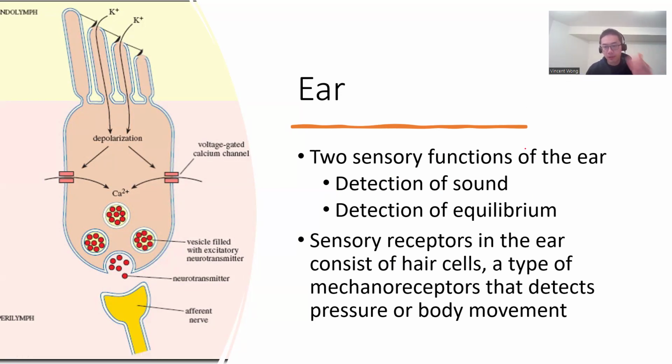For detecting the sound, and now we know, after labeling the diagram, that it's going to be the function of the cochlea. It's going to take the information to the temporal lobe. We wrote temporal lobe last time here. As for the detection of equilibrium, the information is going to go to the cerebellum, but to detect the equilibrium, we rely on the vestibule and the semicircular canals.